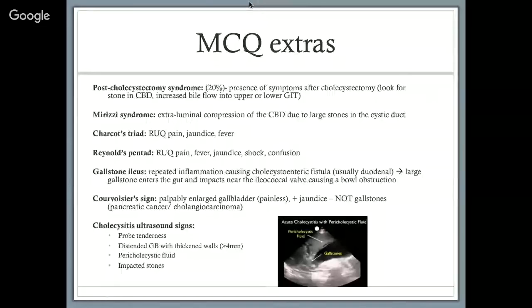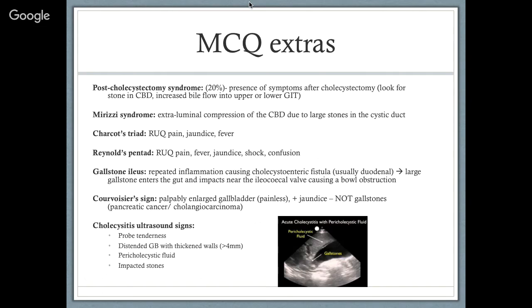Mirizzi syndrome is extraluminal compression of the common bile duct. Not common, but again, more just for buzzword knowledge. Charcot's triad is right upper quadrant pain, jaundice and fever. Reynolds pentad, that's the one for ascending cholangitis. You just add shock and confusion.